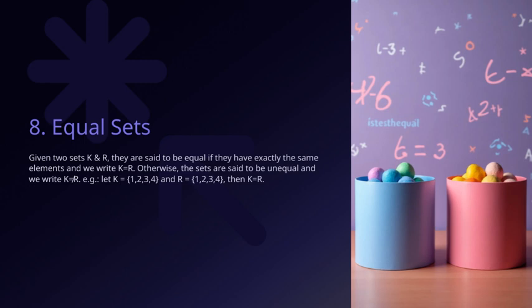For example, if we have K equals {1, 2, 3, 4} and R equals {1, 2, 3, 4}, then we know K equals R because they contain exactly the same elements. This concept is fundamental because it helps us understand when two sets are truly the same, even if they might be written differently or in a different order. Remember, the key point is that the elements must match exactly for the sets to be equal.